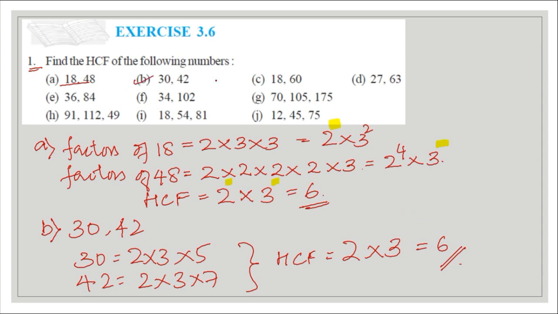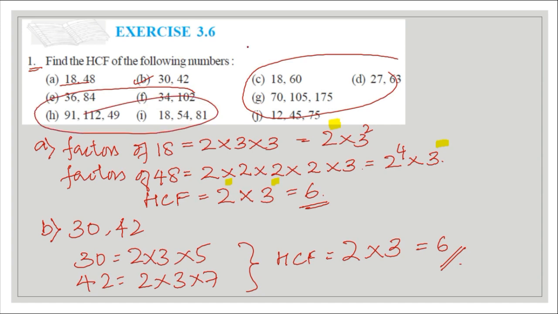I want you to try these questions. Only try the questions. In the next session, I shall be telling you the answers for these questions and will continue the remaining questions of exercise 3.6 as well as 3.7. Thank you.